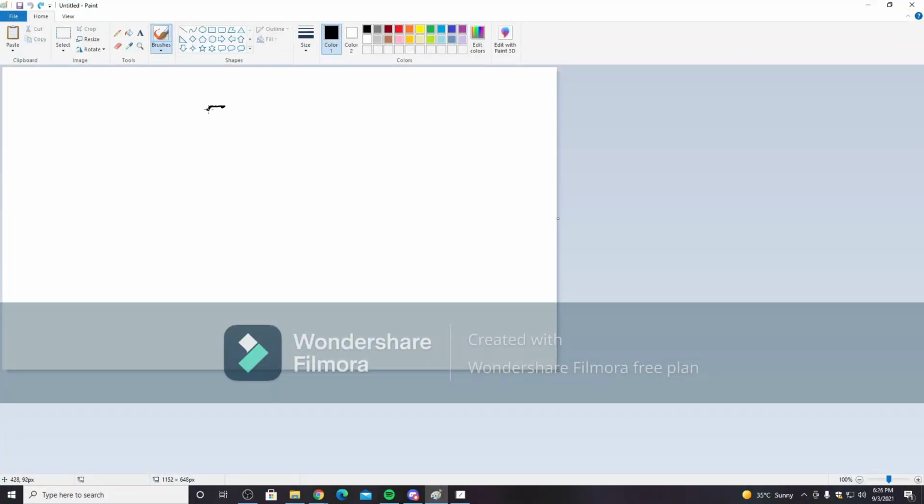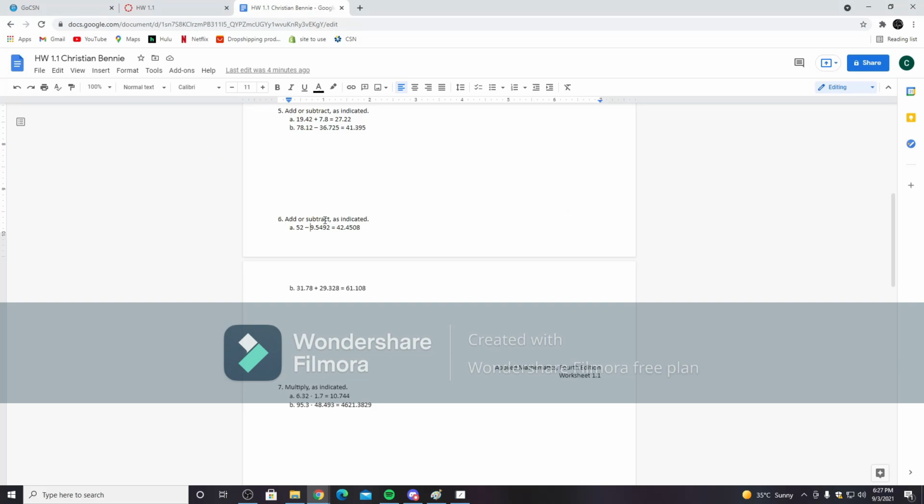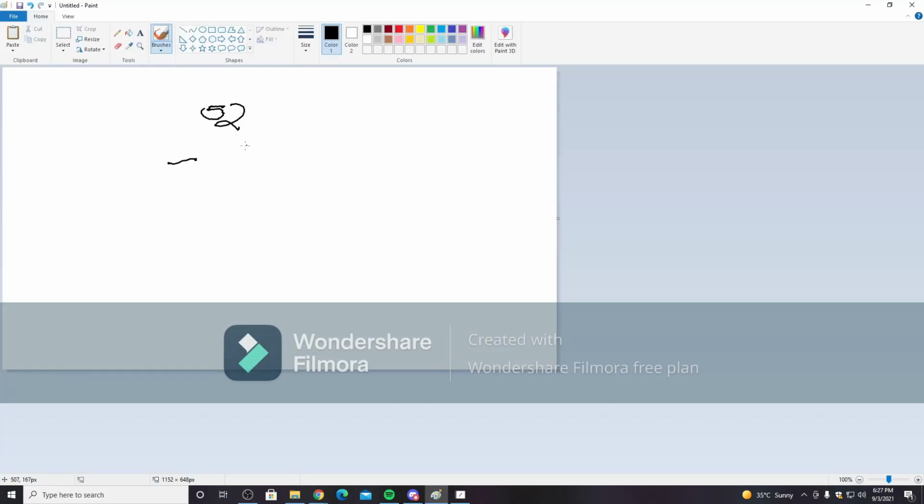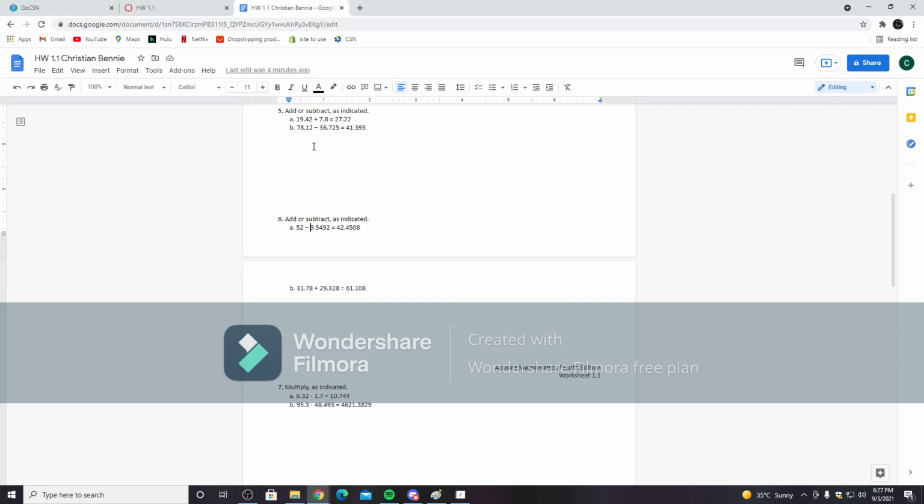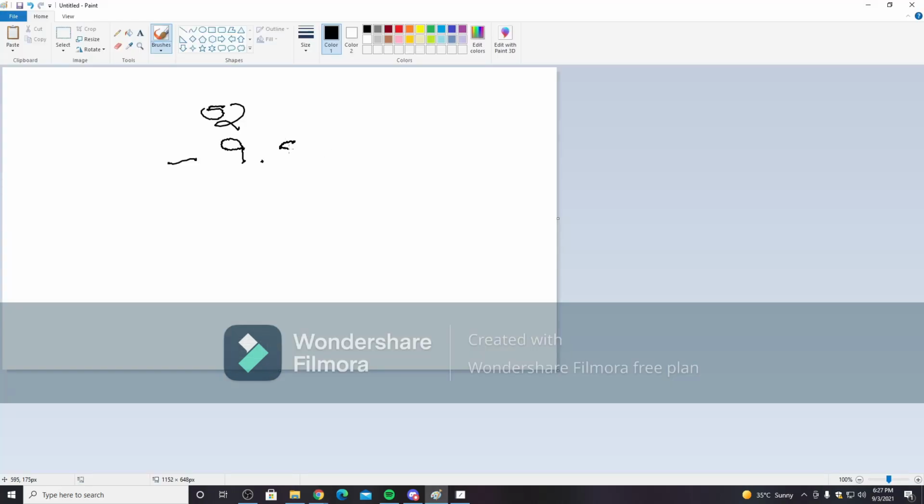So 52 minus, I suck at writing with the tablet, so this is going to be a lot less organized than my notes. So it's 9.5492. Since this is a whole number, we can treat this with a bunch of zeros.